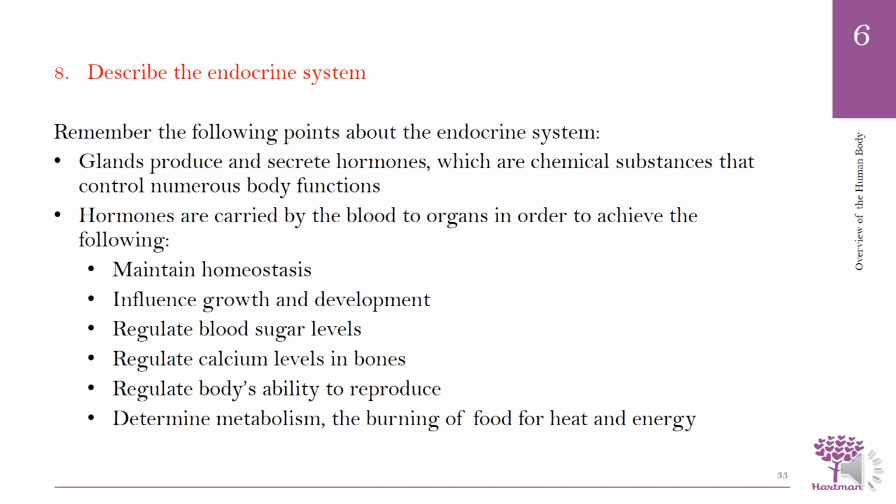The functions of the endocrine system are to maintain homeostasis through hormone secretion, influence growth and development, maintain blood sugar levels, and regulate levels of calcium and phosphate in the body. The endocrine system also regulates the body's ability to reproduce and determines how fast cells burn food for energy.